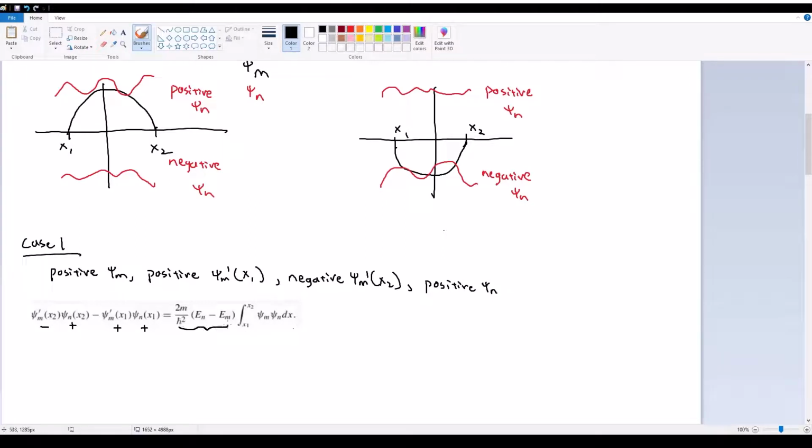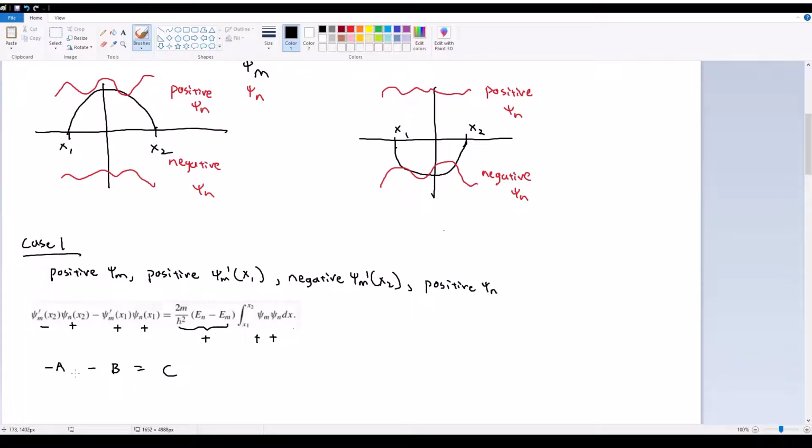This entire term is going to be positive because en is always greater than em. Then we have psi m and psi n, which are both positive. So we have a negative subtracted by a positive, some negative thing subtracted by some positive thing, is going to equal some positive thing.